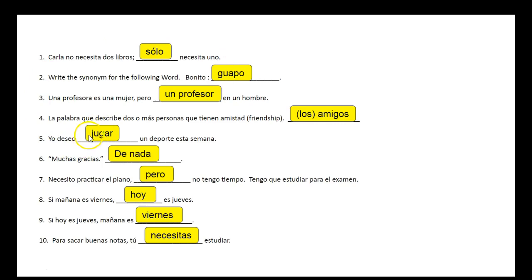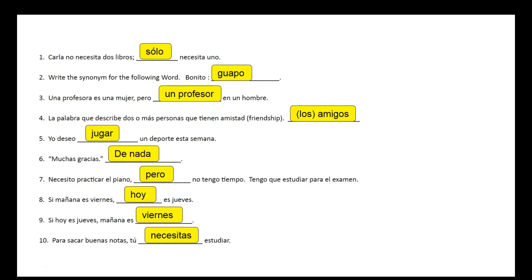So in the present tense, it's very rare, unless you're using the present progressive, that you have two conjugated verbs in a row. So that's why this is in the infinitive. Muchas gracias. De nada. Thank you very much. You're welcome. Necesito practicar el piano, pero no tengo tiempo. I need to practice the piano, but I don't have time.